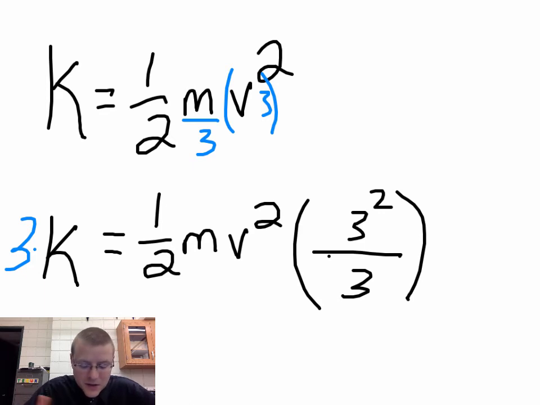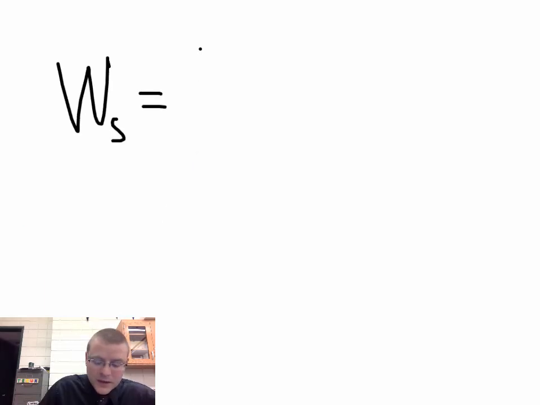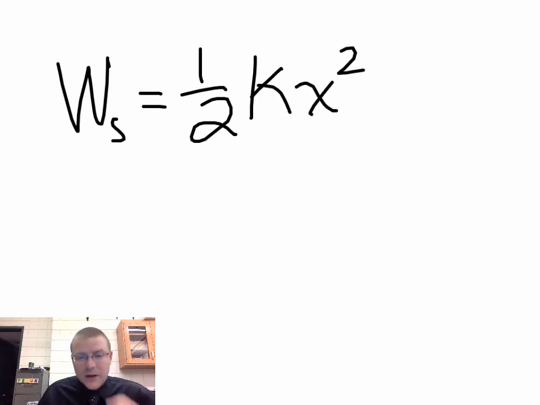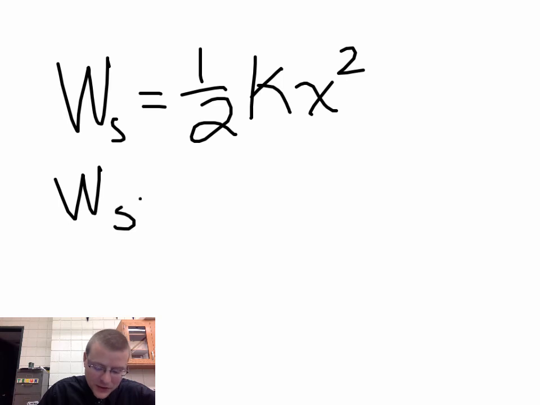Think about it in terms of the spring constant. Work done by a spring, we said, was 1/2 kx squared. So the same thing can apply here. What happens if you pull the spring 3 times further? Do that example and show me that you know how to do this ratio. You should end up with the work in the spring being 9 times greater.